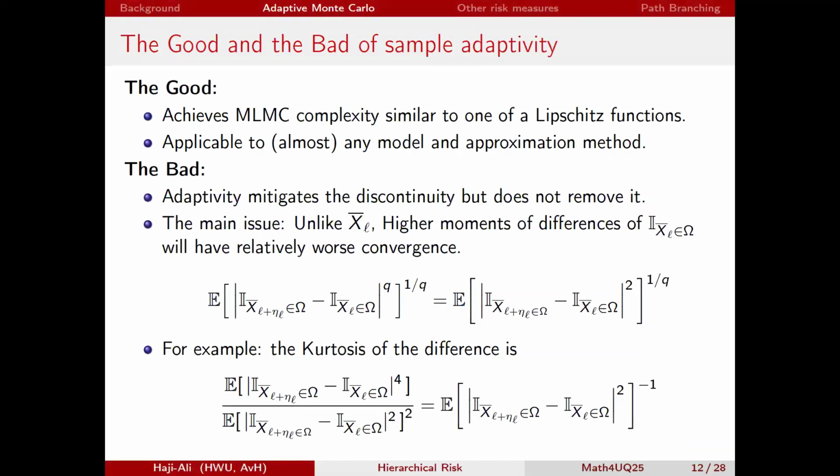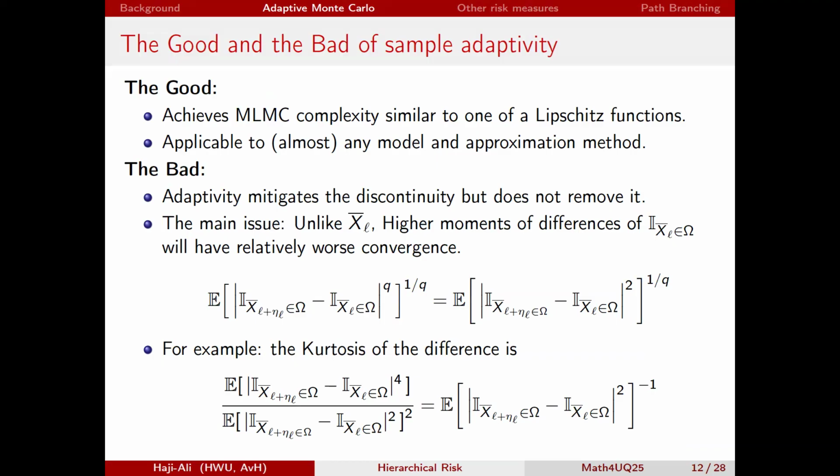Now, with that being said, there's a good and there's a bad of sample adaptivity, and I do like to emphasize where my methods don't work. So the good is that it does achieve MLMC complexity, which is similar to what MLMC would achieve for a Lipschitz function. So that's good. It's also, as you can see, I didn't assume anything besides the initial assumption that I had on the higher moments and the boundedness of the density around the boundary. So it's applicable to almost any model and approximation. So it works for Euler-Maruyama, for Milstein, it works for nested expectation, for SDE approximation. It's a simple to apply method.